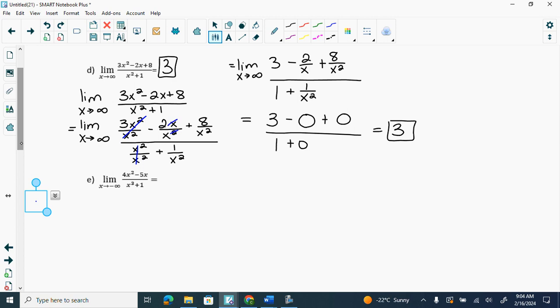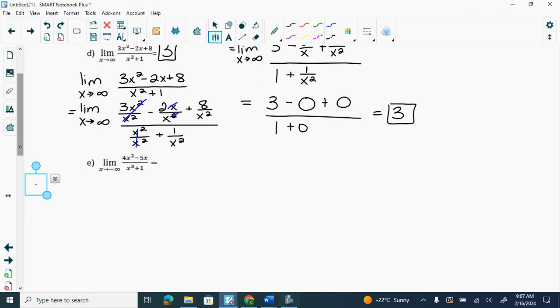We divide by the x cubed. So every single one of these can be divided by x cubed. Try it out. And remember, you're approaching negative infinity here, so you have to watch yourself in some ways. So this one we divided by x cubed. So we get the limit as x approaches negative infinity of 4x squared divided by x cubed minus 5x divided by x cubed over x cubed divided by x cubed plus 1 over x cubed.